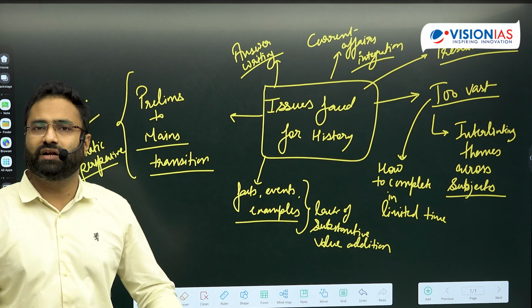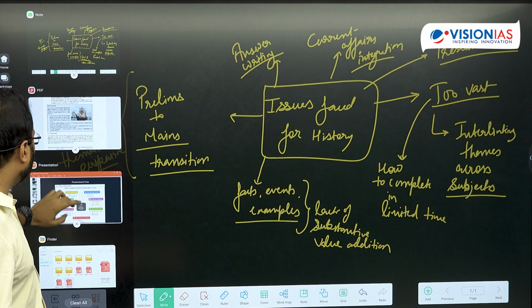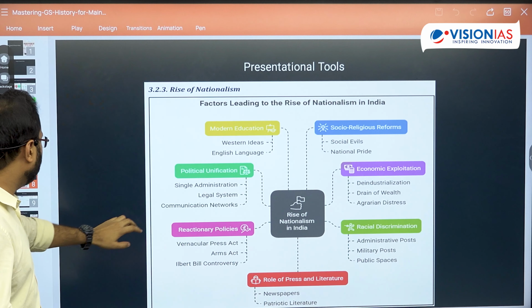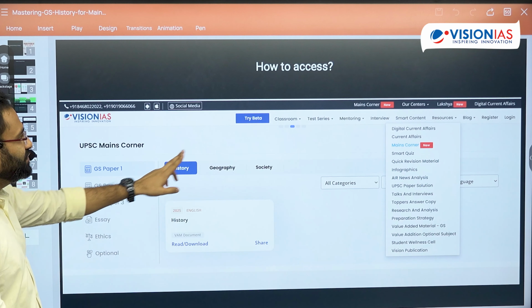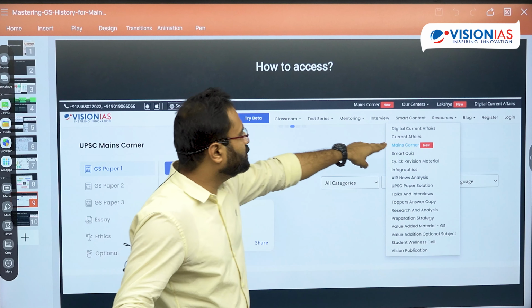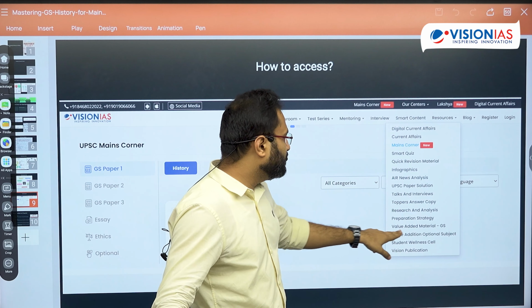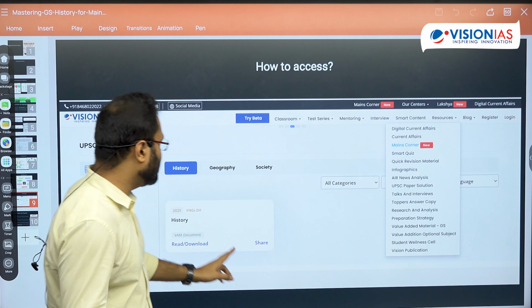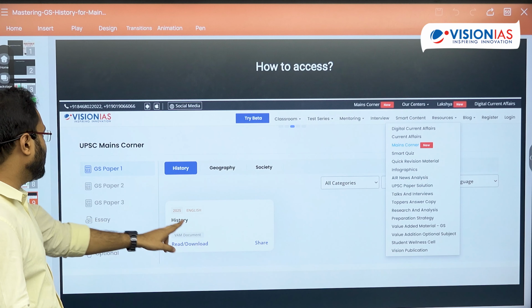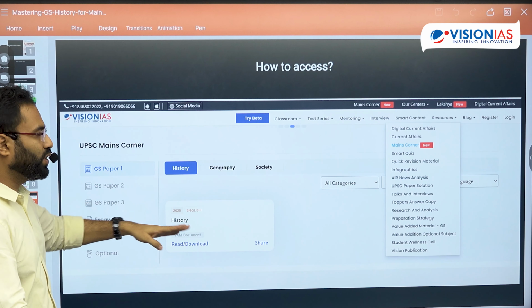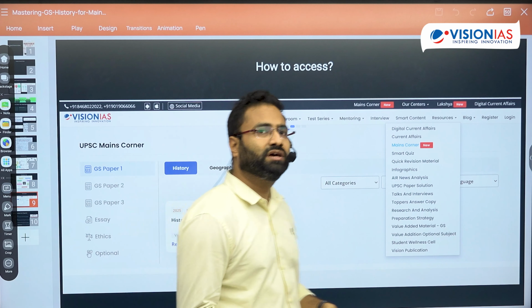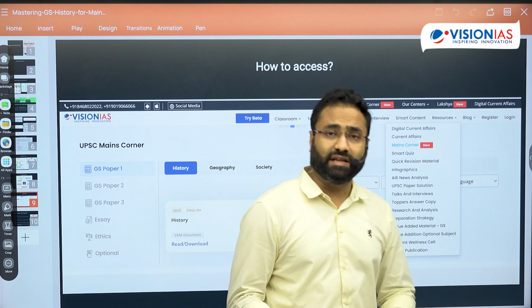Now, having discussed the importance, how to access this particular material, right? So basically, in order to access the material, what you need to do, you need to go to the VisionIAS website, go to the mains corner or the value added material for general studies. There you will get the history related section in GS1, where you can download this particular document and then utilize this document a lot for the preparation of the history section of GS1.